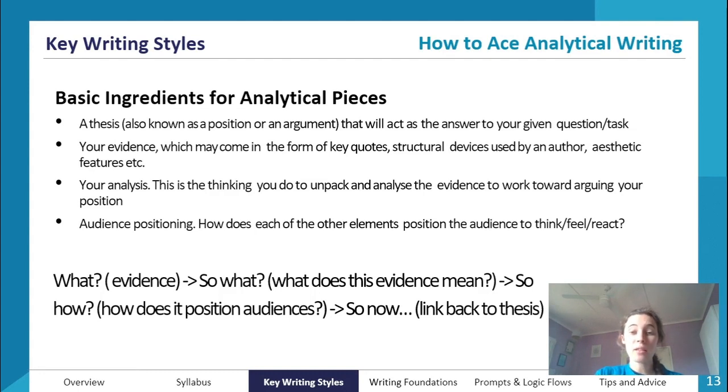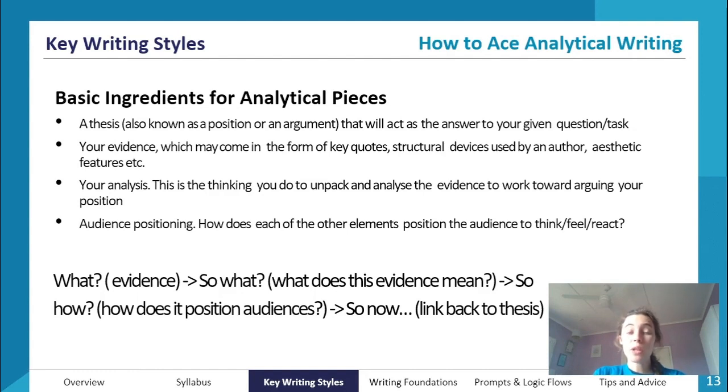So unpack and analyze the evidence to work towards arguing your position. So oftentimes we introduce a piece of evidence, and then the very next sentence starts with this. You would be saying this and then using an analytical verb. So examples of analytical verbs are like illustrates, communicates, suggests, indicates. The simplest example that you can think of is probably shows. So you would be saying this suggests that, and you would then unpack what the evidence actually gives. How does it support your thesis?